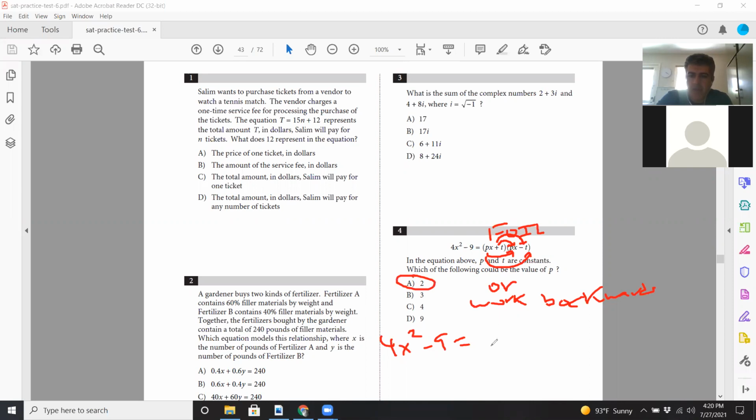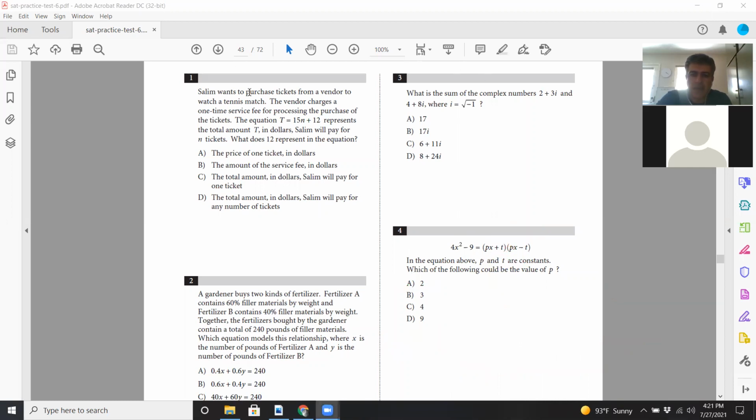The reason it's going to be A is that when you multiply px with px, you get p squared x squared, and then you get ptx minus ptx, which causes a cancellation, and then minus t squared. So the middle terms just cancel. And so p squared has to equal 4, therefore p has to be 2. Or if you work backwards, if p is 2, then you have 2x times 2x is 4x squared. So that's what I'd say.